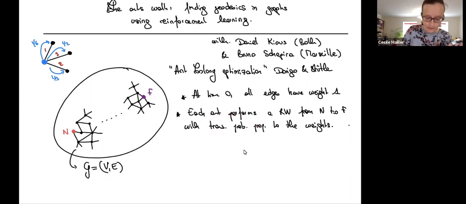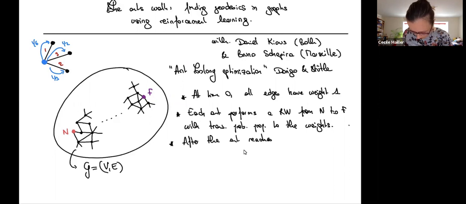And now I need to tell you how I modify the weights. So what I do is that each ant does a walk from N to F. And once it has reached F, I'm going to update the weights before the next ant starts. So after the ant reaches the source of food, we update the weights.